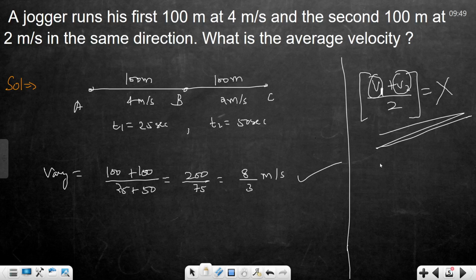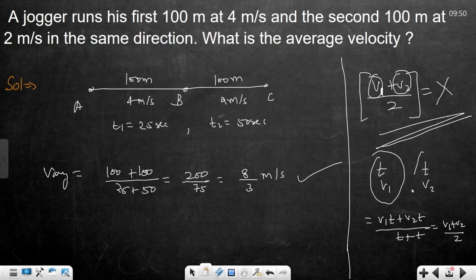This formula is valid only when the object is traveling for the same time interval. Suppose it travels for t time with v1 speed and t time with v2 speed. In that case, displacement is v1t plus v2t upon the time taken, which is t plus t. So you get v1 plus v2/2. So this formula is only valid when the object is traveling for equal intervals of time. Actually, you are applying the basic formula, total length covered upon the time taken, and this comes to be this formula, but the parent formula is this. Clear? Okay, sir.